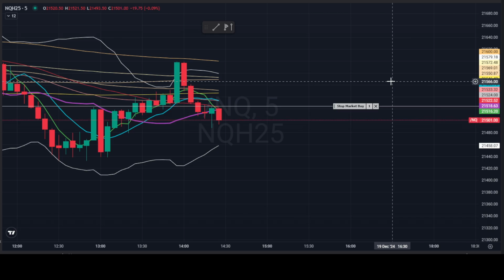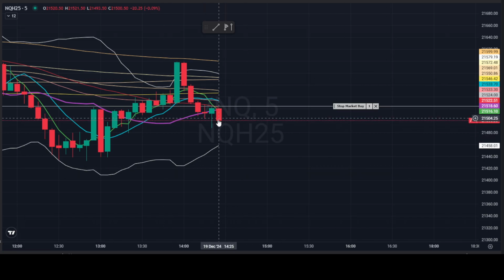Again, we got less than a minute here before this candle closes. I don't really see much. Technically, it would be a 20 play short at this point in time. If it does stay below this 20, we'll kill it, and we'll see if we can get a little more continuation to the downside.